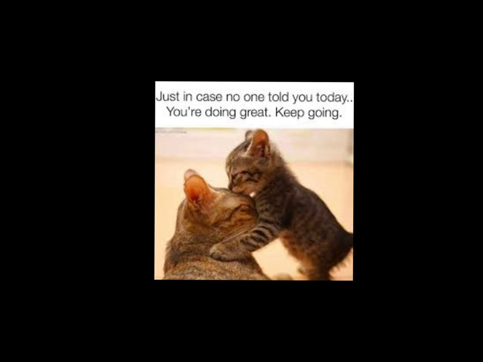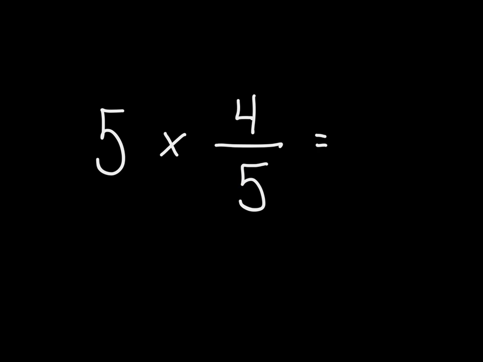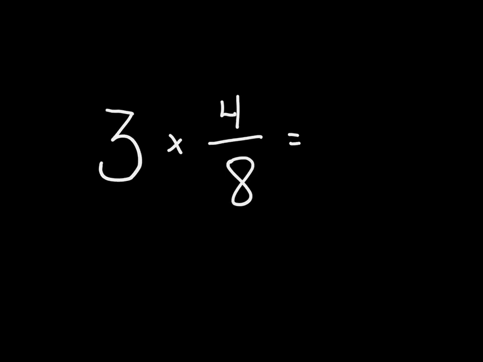Just in case no one told you today, you're doing great. Keep going. All right, guys, keep going with the next 2 problems. 5 times 4/5 is equal to, 3 times 4/8 is equal to. Try to use the associative property and play around with that to see if you can understand how you still can mix up the numbers and you still get the same product.